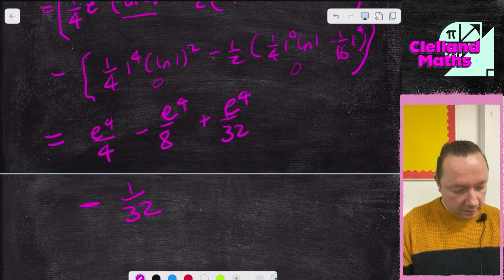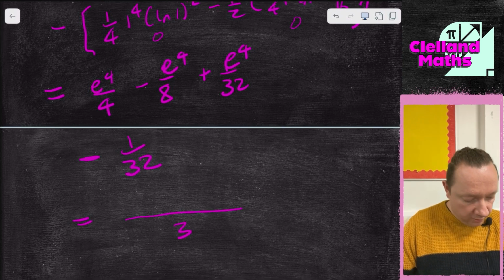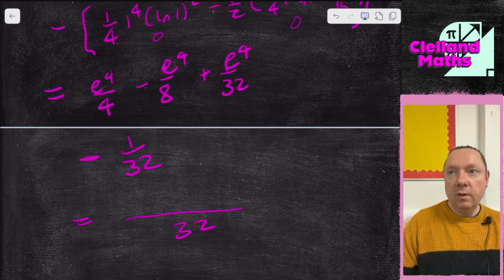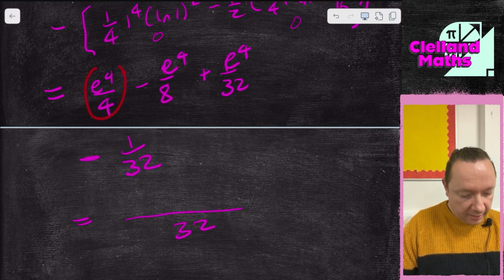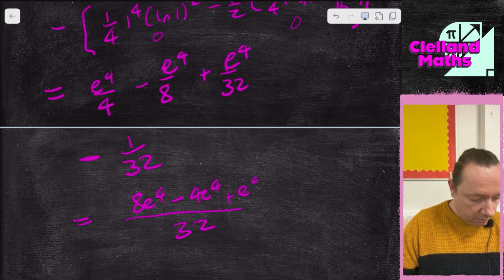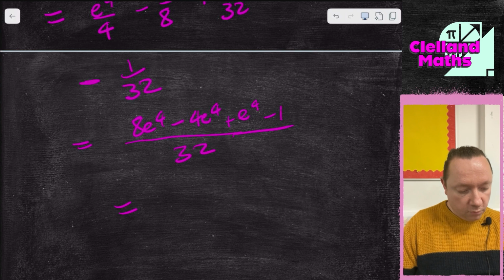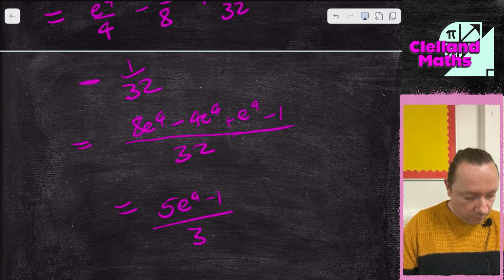You could work that out as a fraction over 32 if you wanted, out of 32 for everything. 4 8s are 32, so timesing that by 8, you get 8 e to the 4. Timesing the second term by 4, you get 4 e to the 4. Then you've still got a plus e to the 4. Then you've got minus 1. 8 minus 4 is 4 plus 1 is 5. 5 e to the 4 minus 1 over 32.